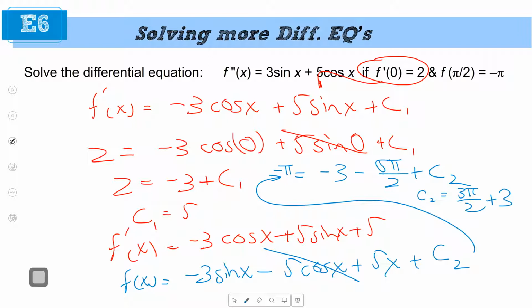Did I do that right? Let me try. 5 pi over 2 minus 2 pi over 2 is 3 pi over 2. Yeah, I'm good. So therefore, my final answer down in the bottom here, f of x is equal to negative 3 sine x minus 5 cosine x plus 5x plus 3 pi over 2 plus 3, as you can clearly see.